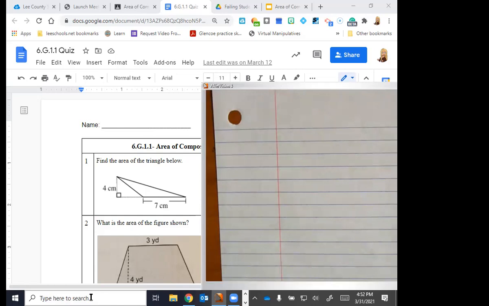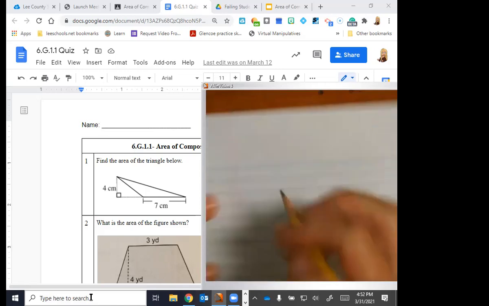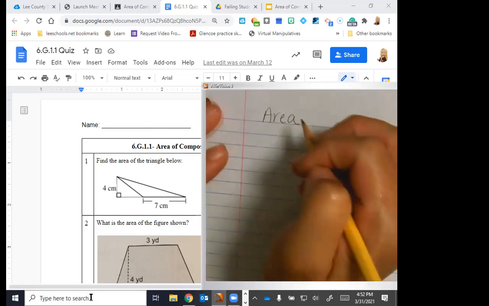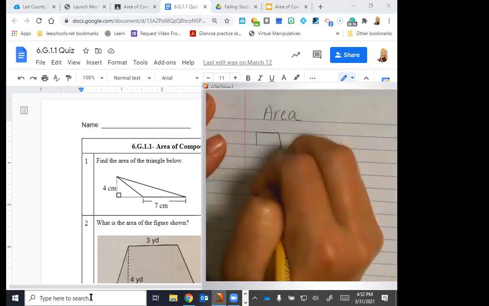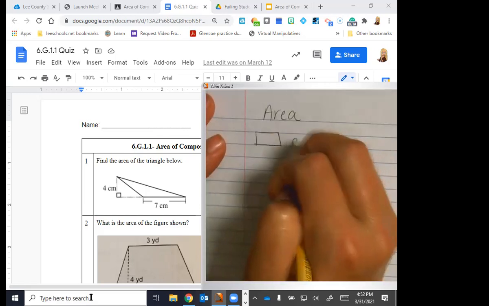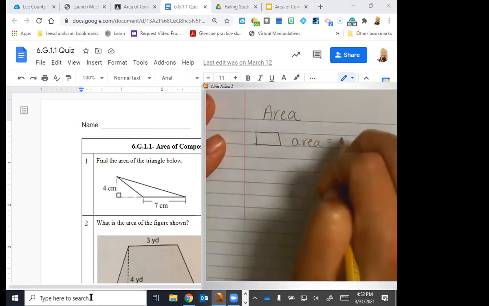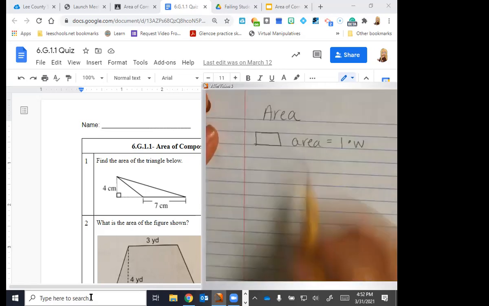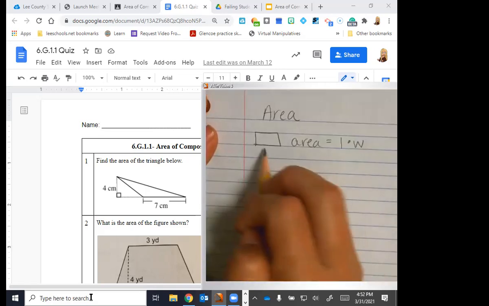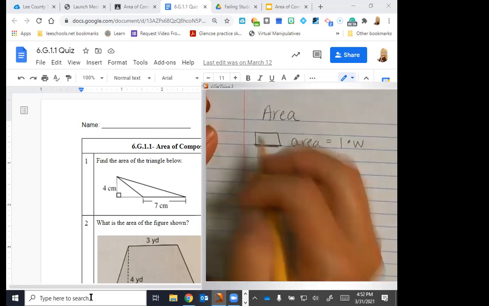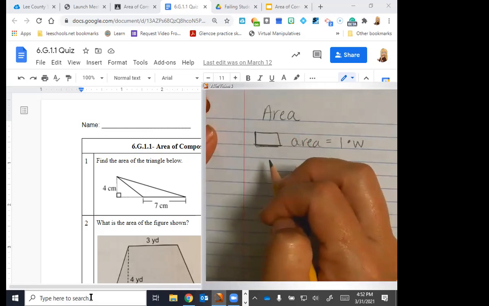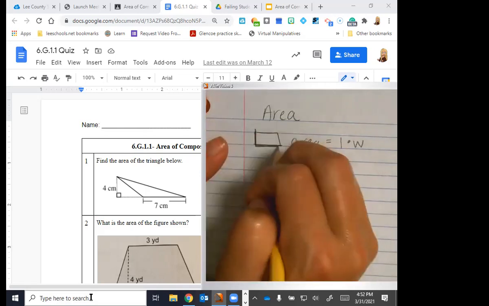So the first thing I'm going to do is I'm going to write down, how do we find area? Okay, so we learned to find area of two shapes. We learned to find the area of a rectangle or square. And you might remember that is length times width. Okay, so when we think about a rectangle or square, we're talking about the bottom times the side or the top times the side. So that's what we're looking at, length times width.